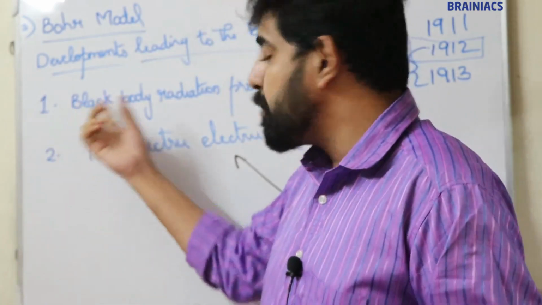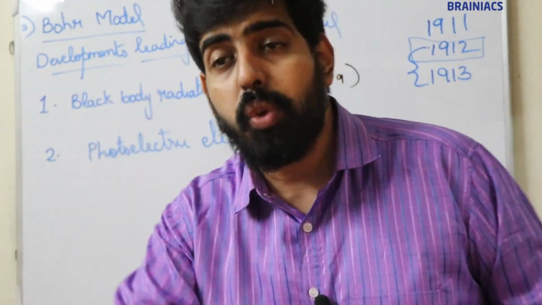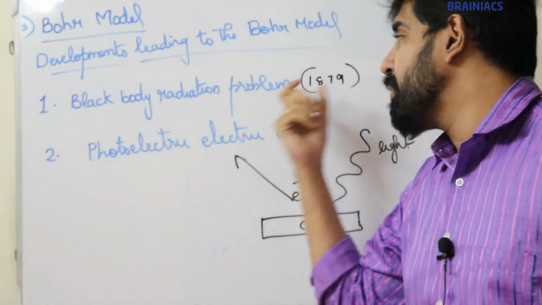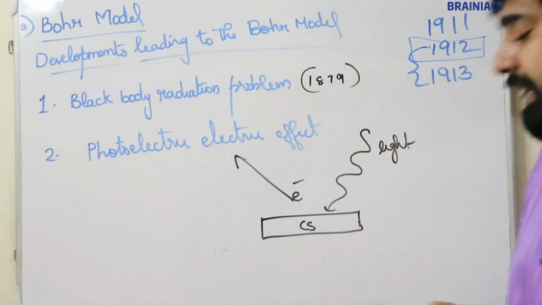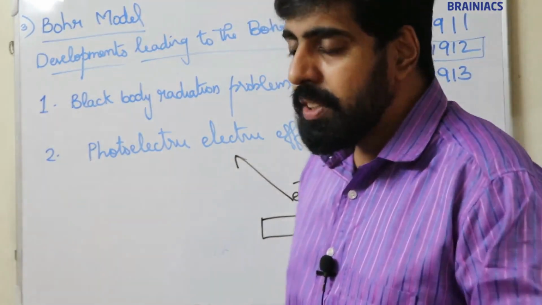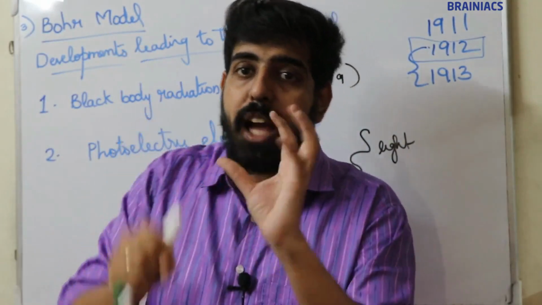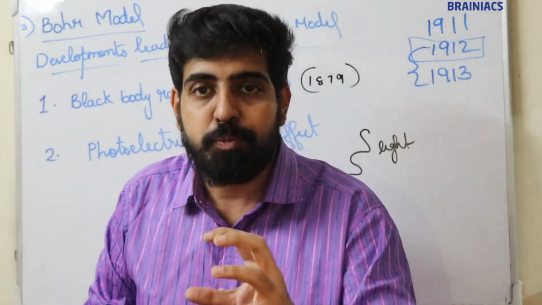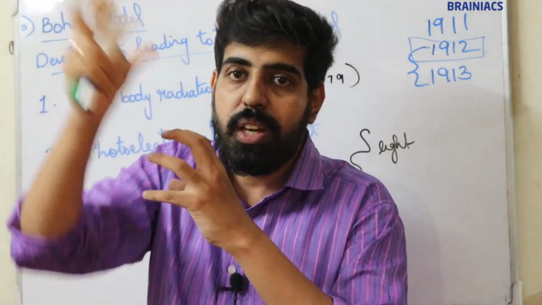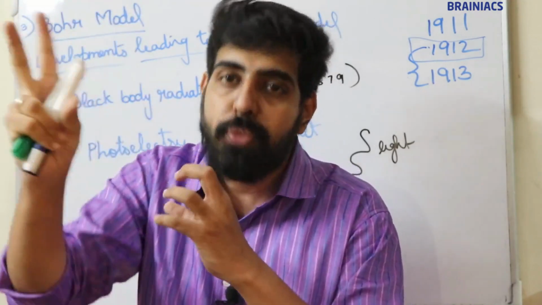The first one is the black body radiation problem. This problem was first observed in the year 1879. A black body is a black color metallic sphere. It will absorb all the radiation. It is a perfect absorber and a perfect emitter.